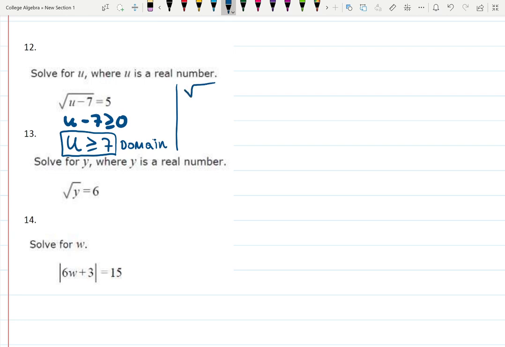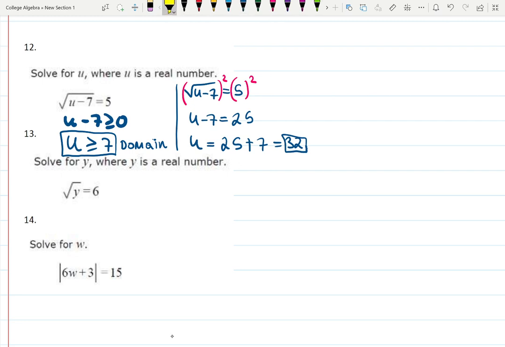Now, the square root of u minus 7 equals 5. Let's square both sides to get rid of the square root. Then I will have u minus 7 equals 25, or 5 squared, right? Then u will be 25 plus 7, which is 32. Only one root showed up, and remember, for the domain, the root should be greater than or equal to 7. 32 is greater than 7, so I have the right to use it.